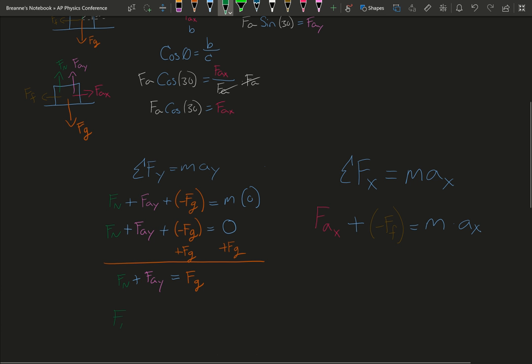So force of normal before we plug in numbers plus our force applied in the y is just our force applied times sine of 30.